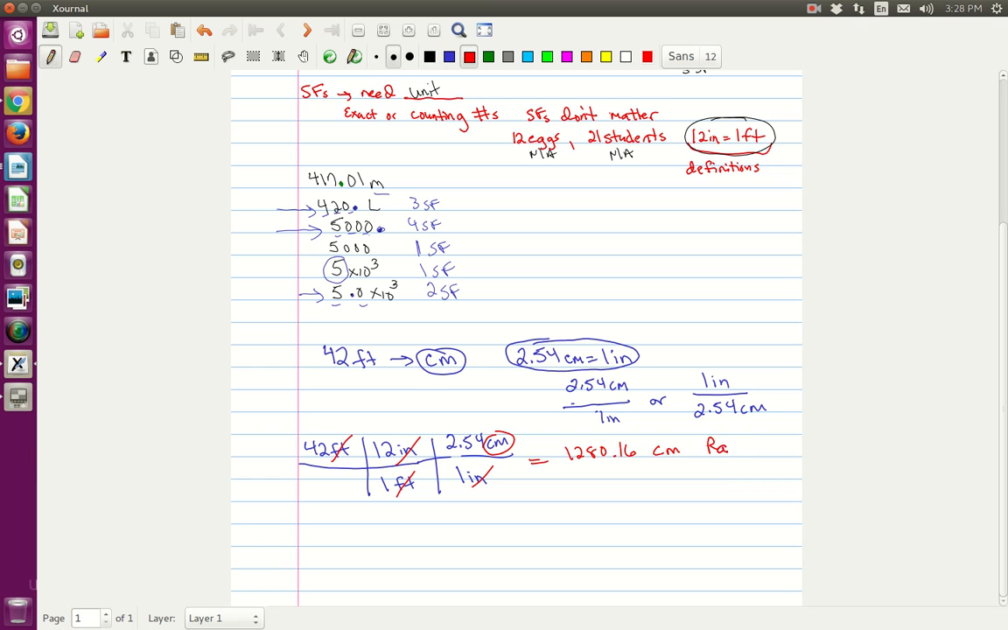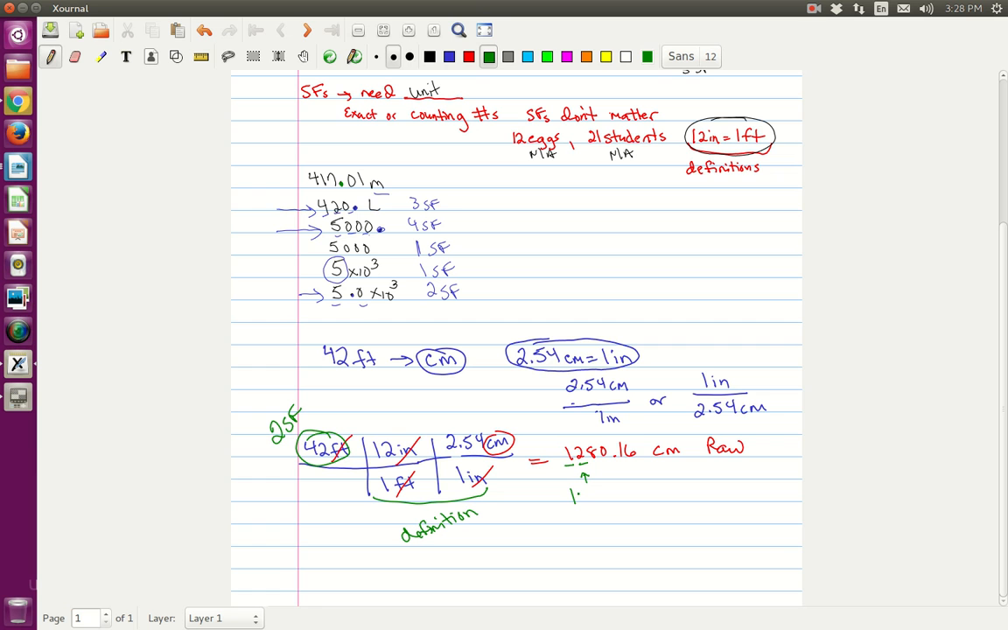Okay, raw. Now I have to evaluate for sig figs. My original measured value is 42 feet. That has 2 sig figs. These two things right here, these are definitions, and they're not going to determine your significant figures. The measured thing determines that, and that's 42 feet. So round to 2 significant figures, I have to round to this spot.